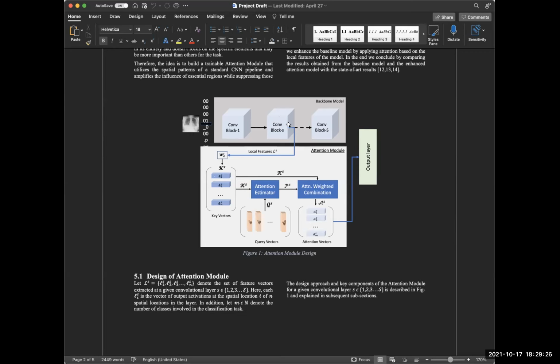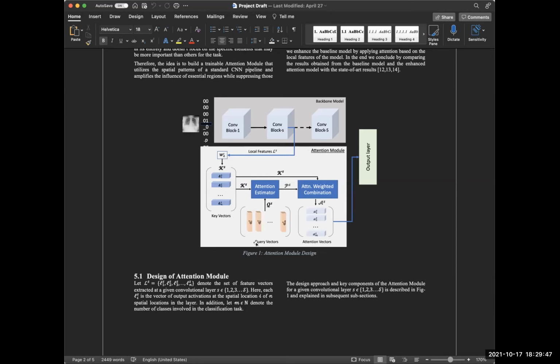The volume is of size 4 cross 3 cross 3. So 4 is the depth, and 3 cross 3 is your spatial frontal view. If you slice out every vector out of it, you will get 9 vectors, each of dimension 4. That becomes your key vectors.